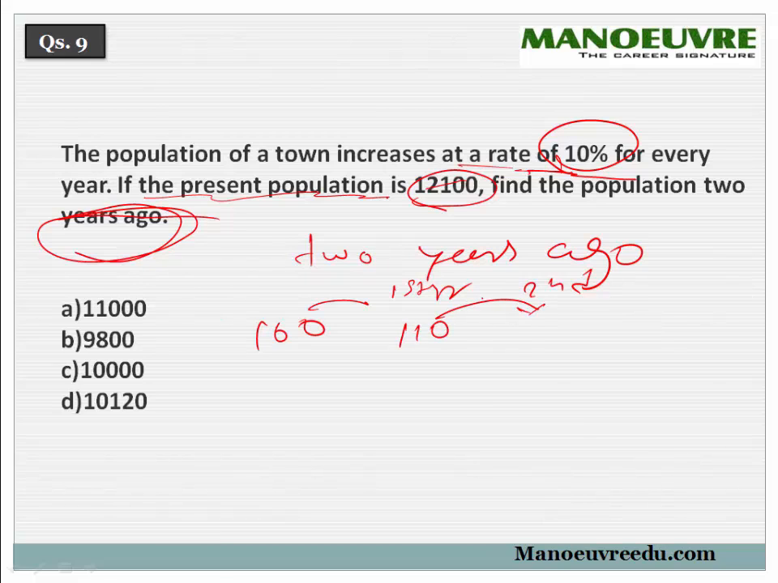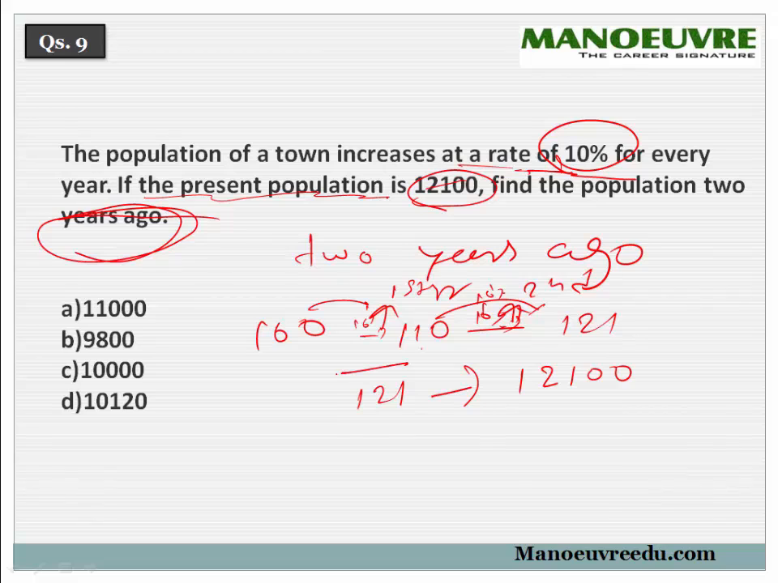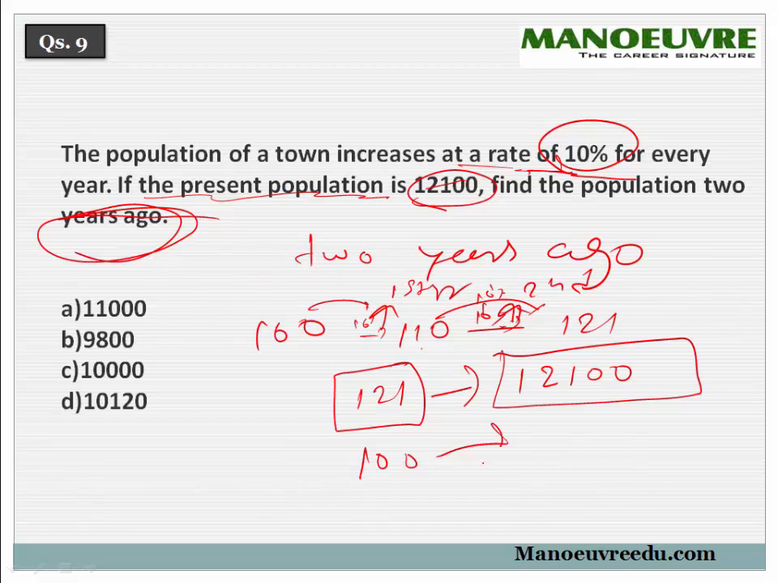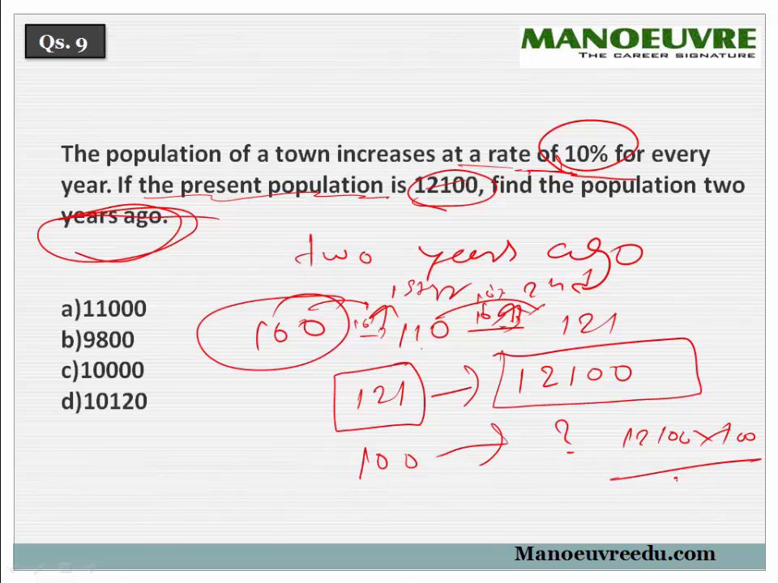On this again, if I increase by 10%, this is a 10% increase, again a 10% increase. So this is nothing but 10%, this is 11, so this is 121. So basically 121 is equal to, data is given, 12,100. According to us this is 121, but according to the question the population is this. So 100 is equal to how much? They are asking for the population 2 years ago, which we have assumed 100. So 12,100 into 100 upon 121, this gets cancelled. So your answer is 10,000, which is C.